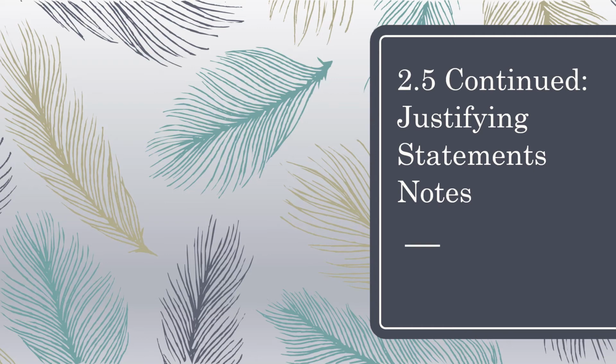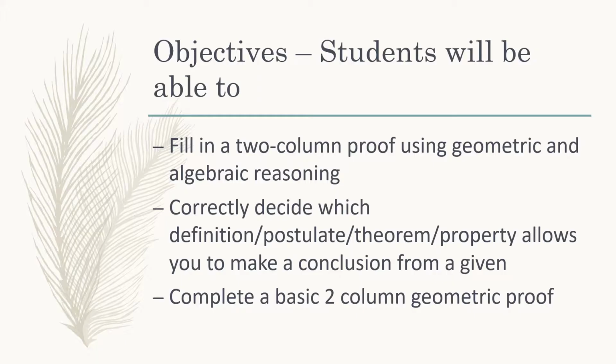All right, guys, we are continuing proofs with justifying statements. So you guys will be able to fill in a 2-column proof using geometric and algebraic reasoning. So we just did algebraic. Now we're going to move on to a little bit more in depth with geometry. We're going to correctly decide which definition, postulate, theorem, property, any of those allows you to make a conclusion from a given, and then complete a basic 2-column geometric proof.